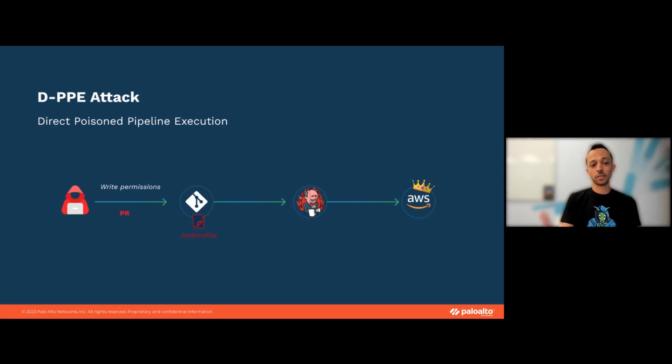As you remember, the next phase is that credentials are loaded into memory and sent to the attacker's server, which can now directly access the cloud environment. And that's direct poisoned pipeline execution, direct PPE, because the attacker poisons the pipeline by directly modifying the configuration file that defines what the pipeline should execute.